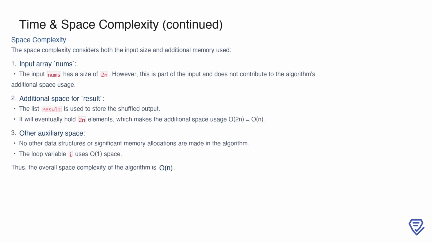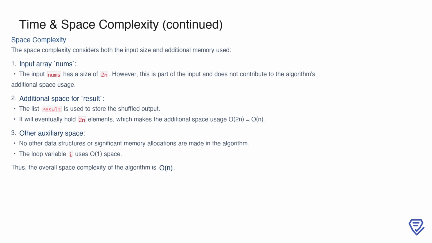Now, let's examine the space complexity. The input array nums has a size of 2n, but we don't count this as additional space since it's part of the input itself. The additional memory usage comes from the result list, which is used to store the shuffled output. Over the course of the algorithm, result grows to hold 2n elements, matching the size of the input. This contributes O(2n) additional space, which simplifies to O(n) in big O notation.